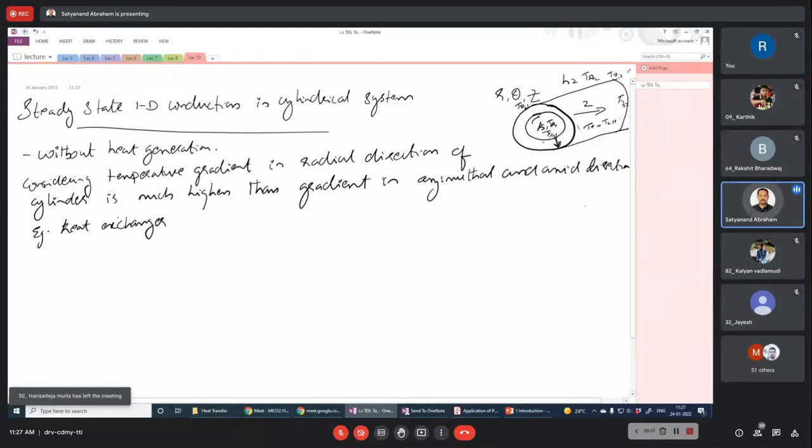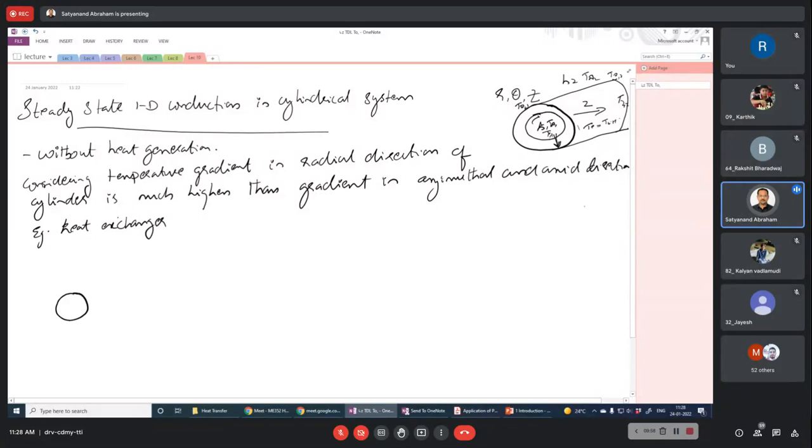Then we assume that the full internal surface is at temperature Ti and the full outer surface is at temperature To. That is what our analysis is going to be. So in that case we can assume the temperature to be constant throughout. Our system is going to be like this.